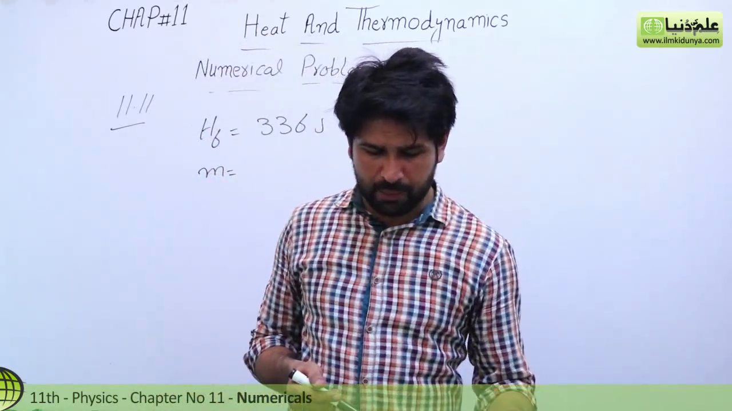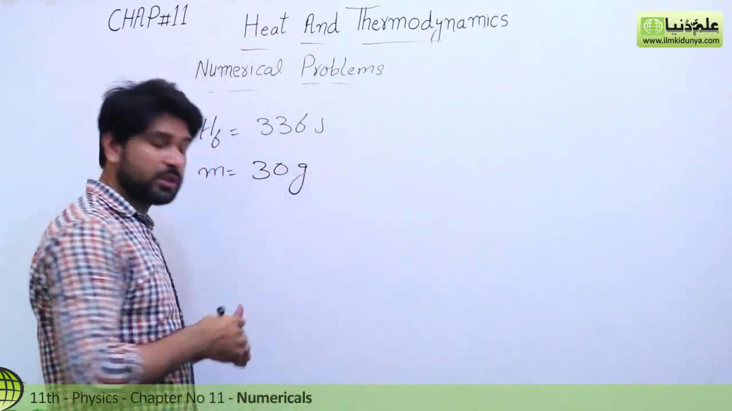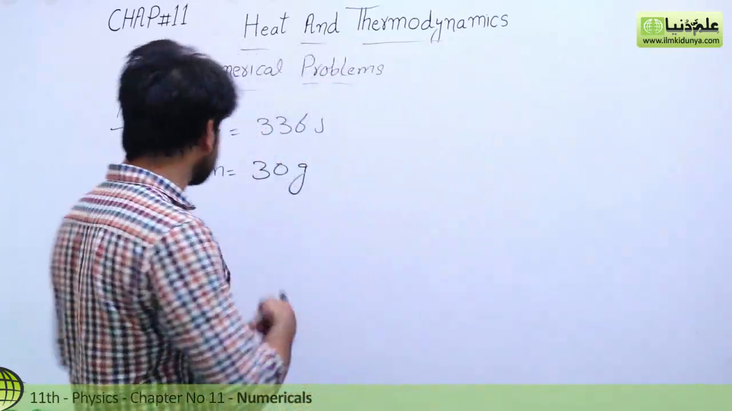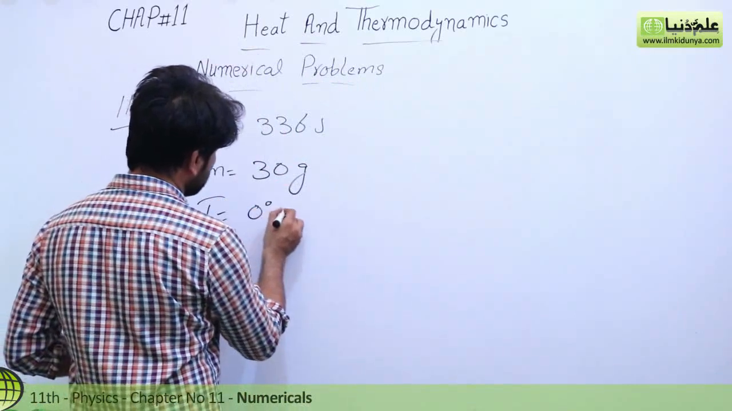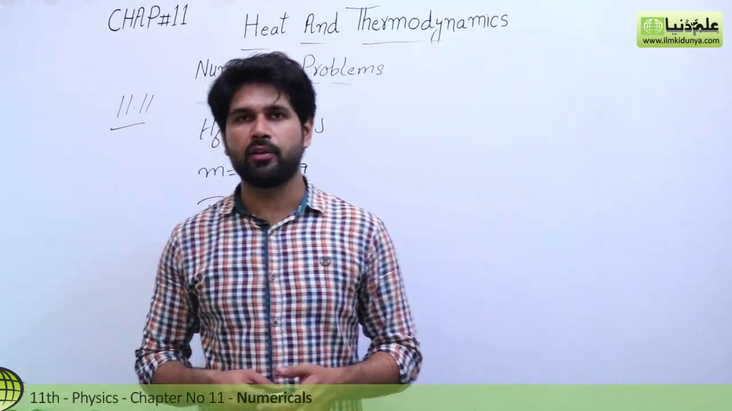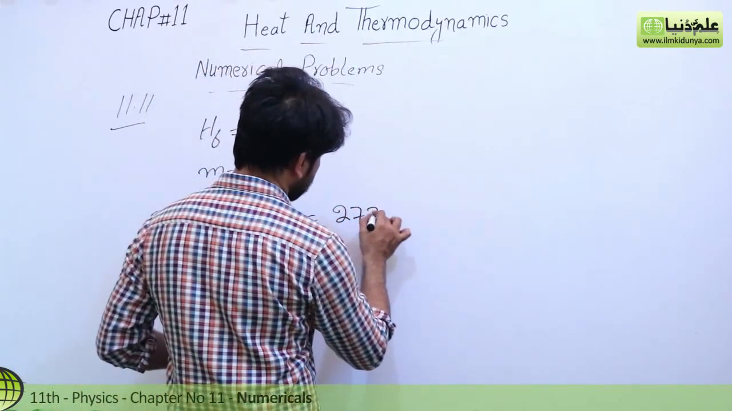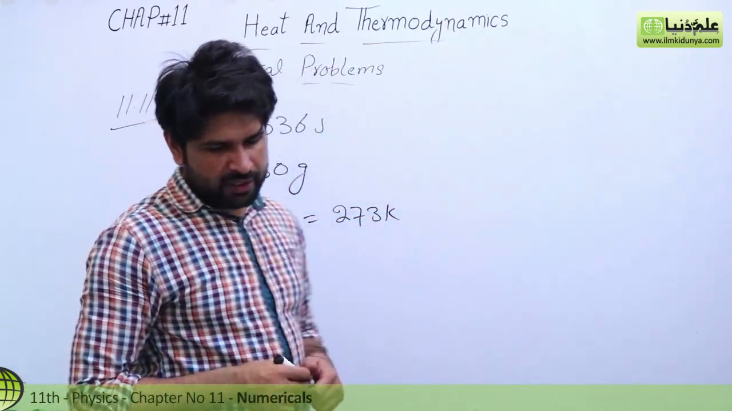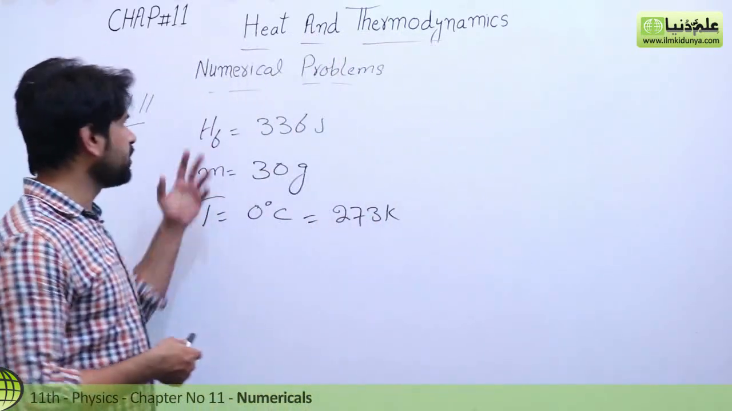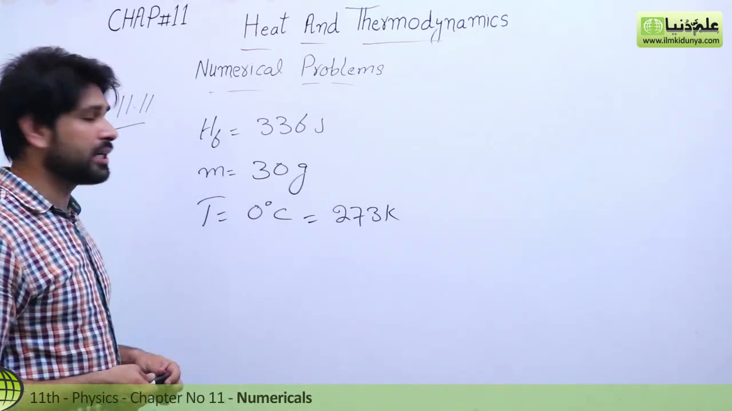And what change is required? The entropy of 30 gram of water to convert into ice. We can write this as 30 gram at 0 degree Celsius. The temperature remains constant, and you know very well the melting point or the freezing point of water is 0 degree Celsius, which is equal to 273 Kelvin. Okay, what have we been given? We have given the latent heat of fusion of ice, 336 joule.